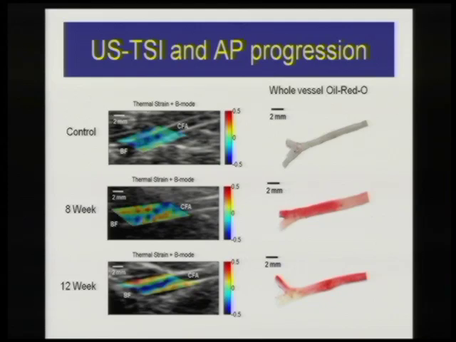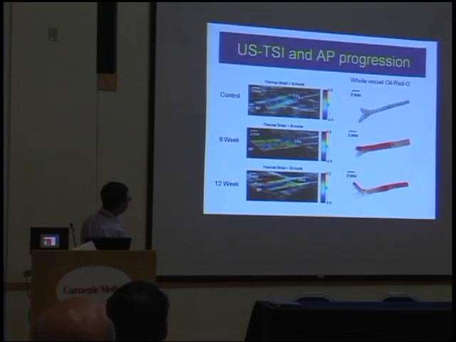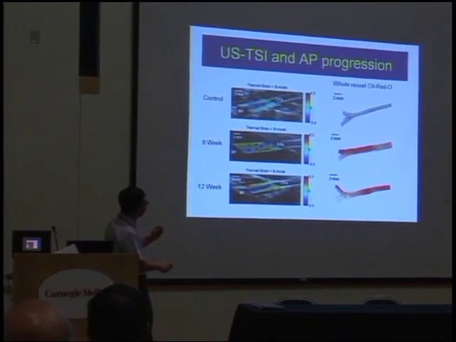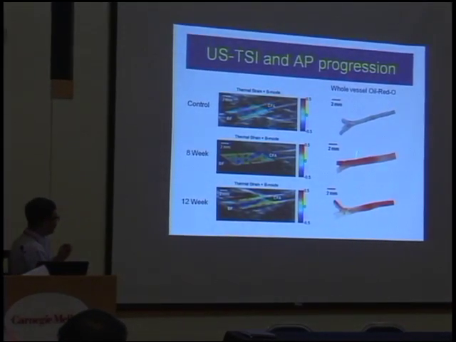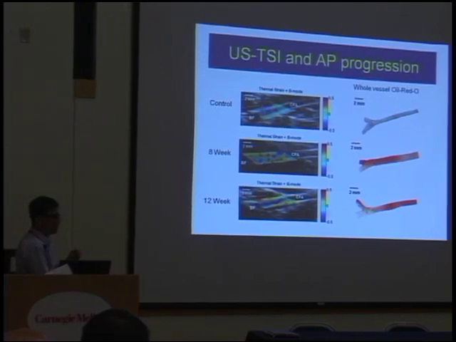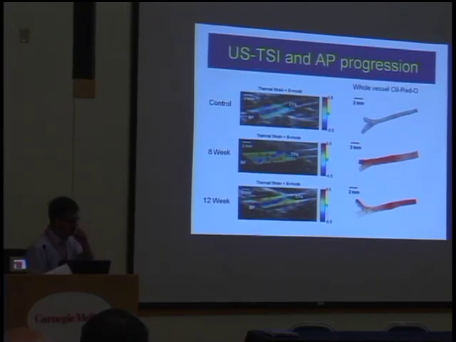And this is a rabbit with a high-fat, high-cholesterol diet with injury. This is control, this is 8 weeks after, and this is 12 weeks after. As you can see here, the red tells the spread of the fatty composition, compared with the whole blood vessel Oil Red O staining. To do this, those animals should be different.